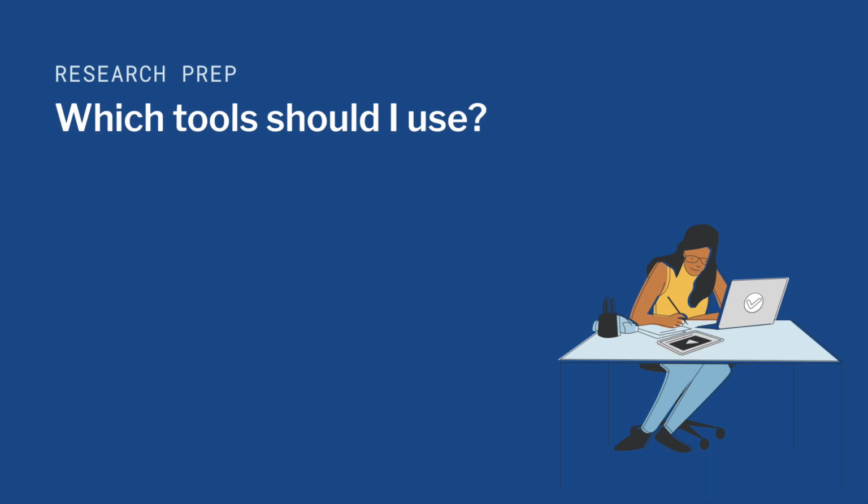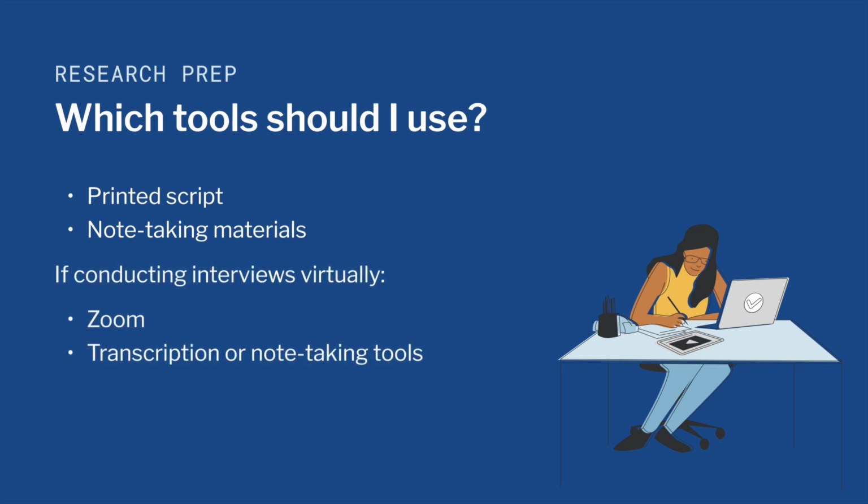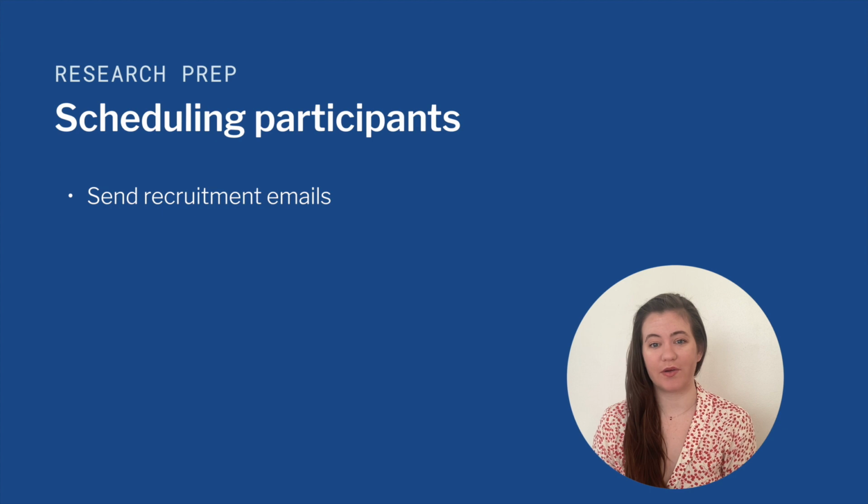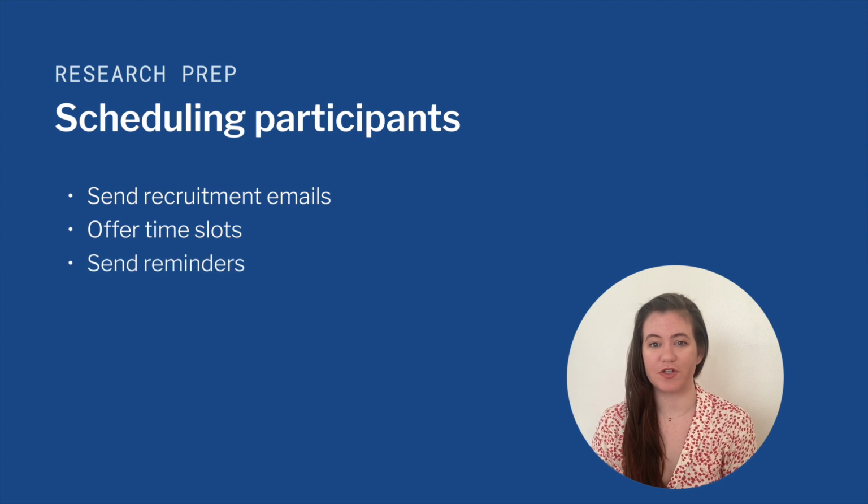Select some tools to help you conduct your interviews. If meeting participants in person, print out your script and gather note-taking materials like paper and pen. For virtual interviews, select a teleconferencing tool like Zoom and consider using a transcription tool or other note-taking software. Now that you have a research guide and a script, you're ready to schedule your interviews. Send a recruitment email, including why you're reaching out, information about how the interviews will be conducted, including duration and format, and instructions for scheduling. Offer a variety of time slots, and be sure to send a reminder the day before to avoid no-shows.